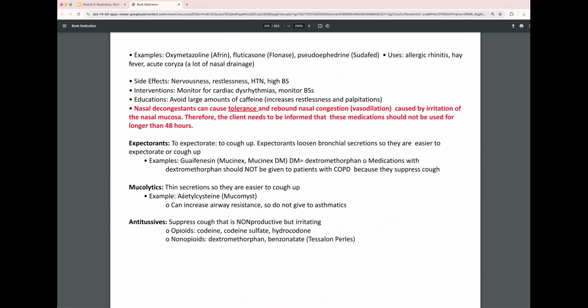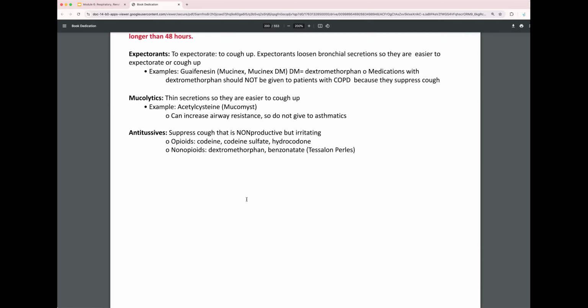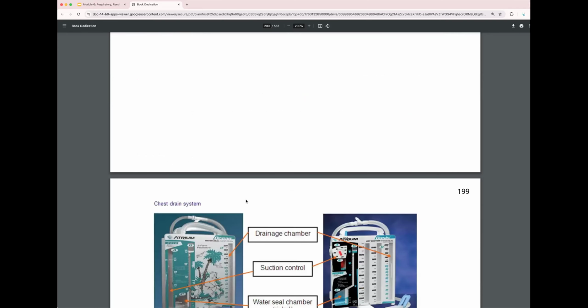You have your expectorants, which help you cough up, your mucolytics, which thin out secretions, and your antitussives, which suppress cough. So make sure you review that. It's at the end of the study guide, and just be familiar with the names.